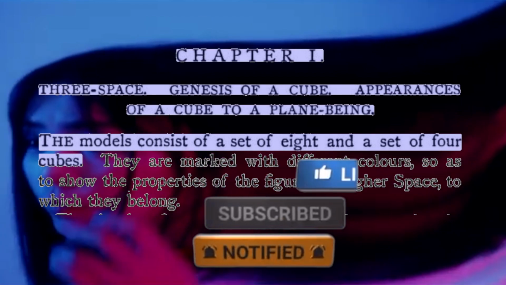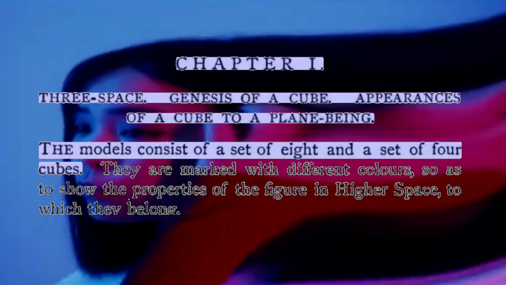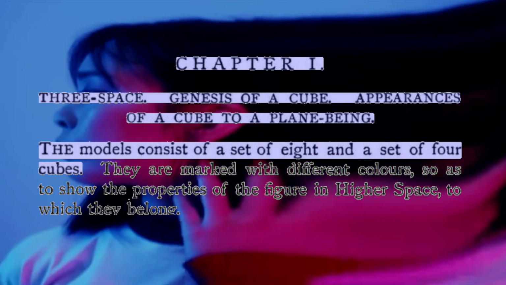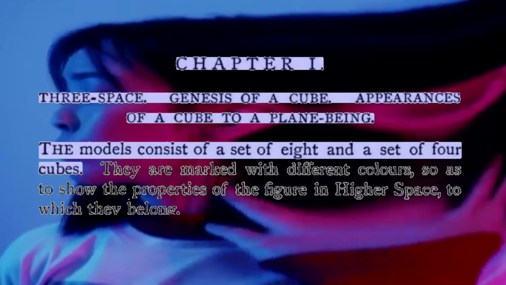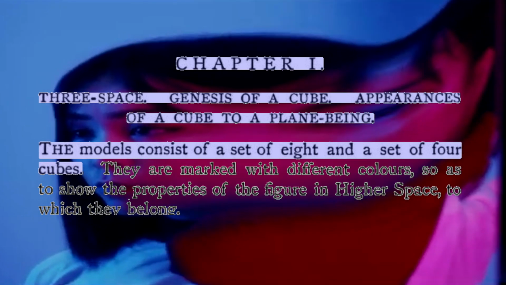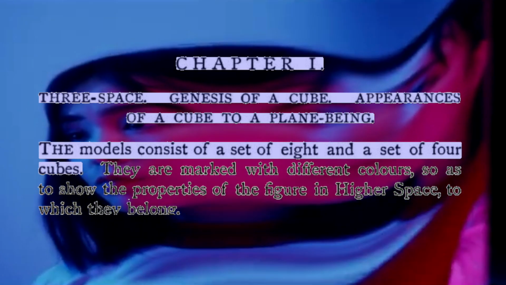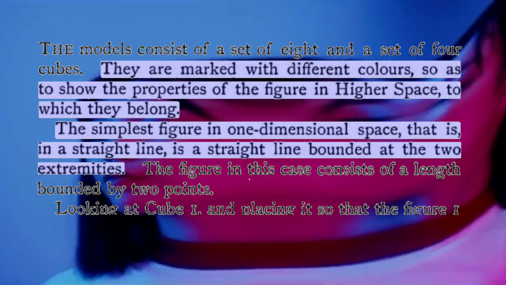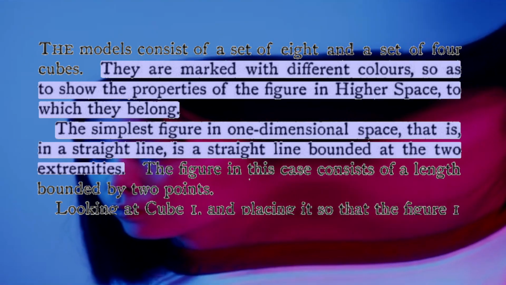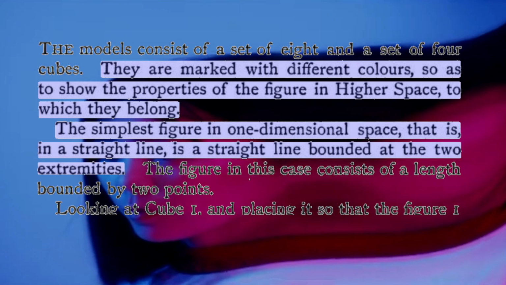Part 2. Chapter 1. 3 Space. Genesis of a cube. Appearances of a cube to a plane being. The models consist of a set of 8 and a set of 4 cubes. They are marked with different colors, so as to show the properties of the figure in higher space, to which they belong.